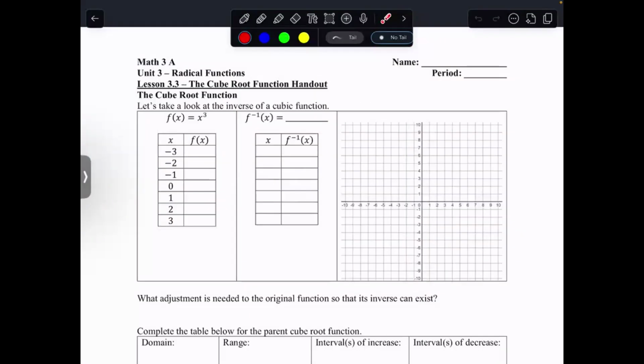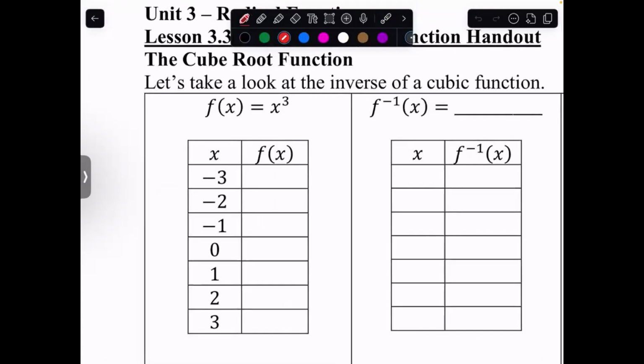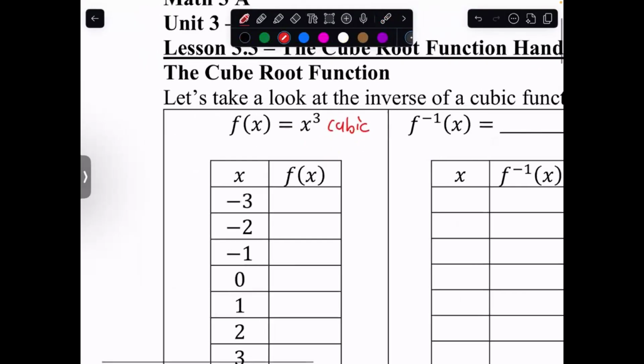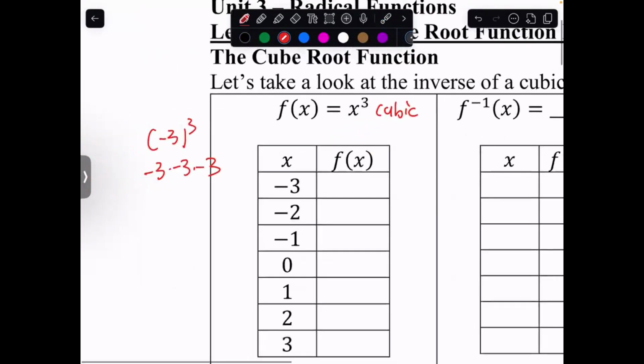Okay, so looking at the 3.3 handout, the other type of function we're talking about today is called the cube root function. Okay, so that means you're starting with what's called the cubic function, x to the third power. So here, when you substitute in a negative number, the cubed means you write it 3 times. So the first 2 negatives multiply to a positive, but then times that third negative makes the overall value negative.